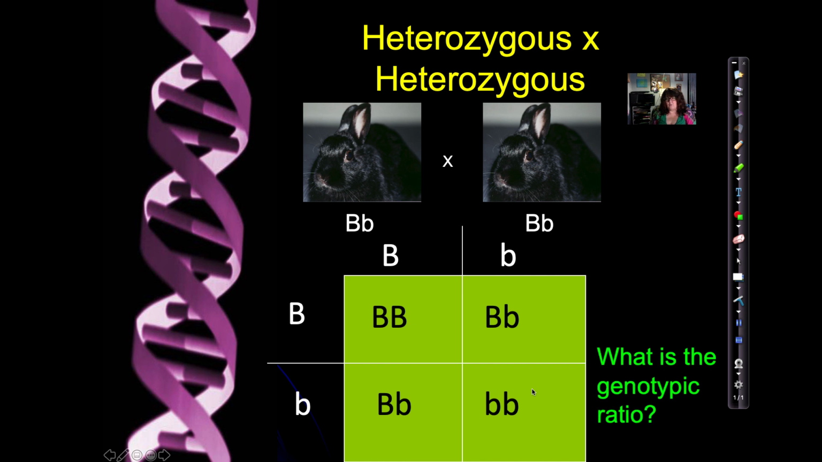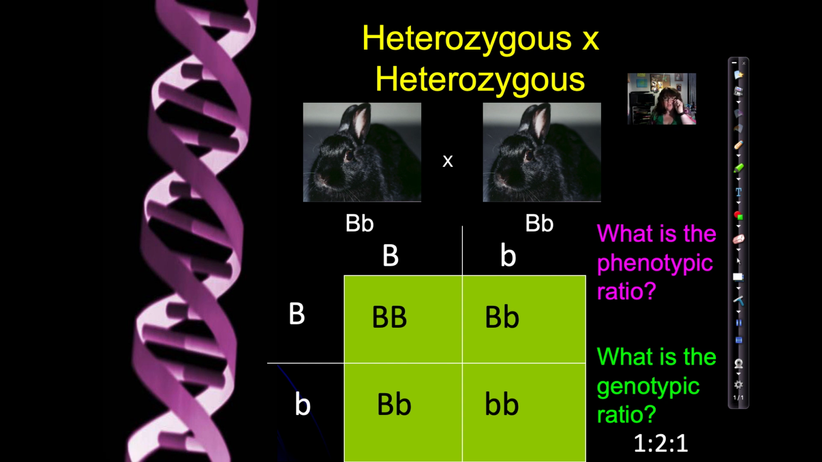All right, so now, what is your genotypic ratio? Remember, genotype refers to the letters. So we're looking at big B, so homozygous dominant, we have 1. Then we have 2 of the heterozygous and 1 of the homozygous recessive. So if we do this in a ratio, it would be a 1-to-2-to-1 ratio. Now, if you wrote it in a percentage, you would have 25% homozygous dominant to 50% heterozygous to 25% homozygous recessive. So it could be done in percentages too.